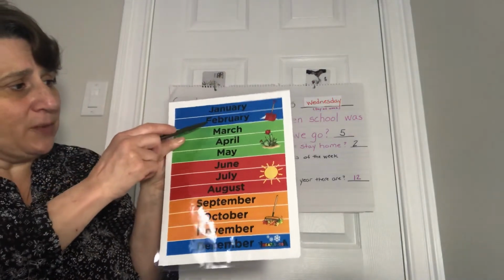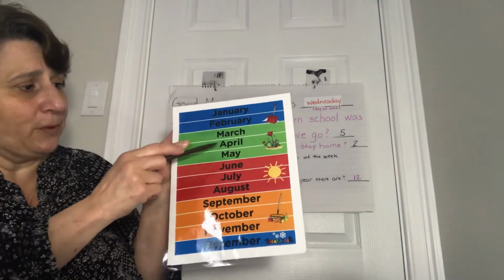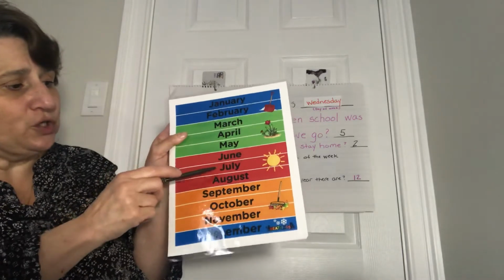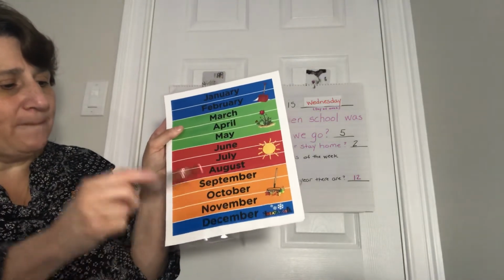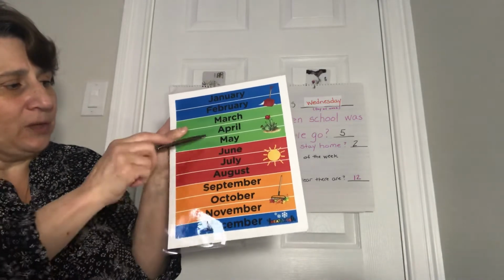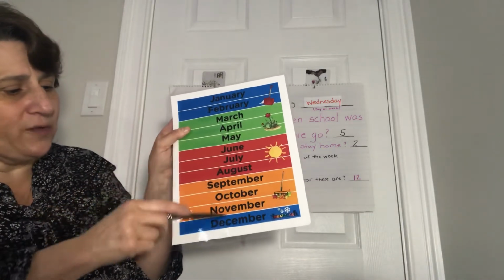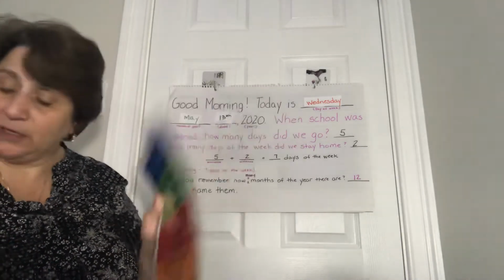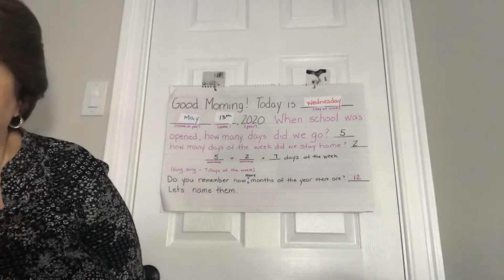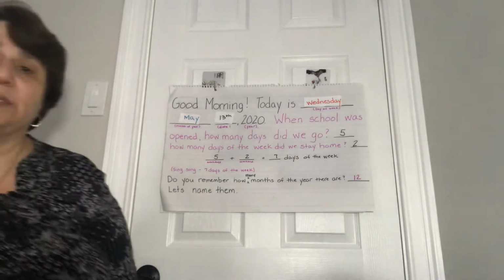January, February, March, April, May, June, July, August, September, October, November, December. Here we are in May, and we have all these other months to go for 2020. You're doing such a great job. I know you're paying attention like you always did in school.